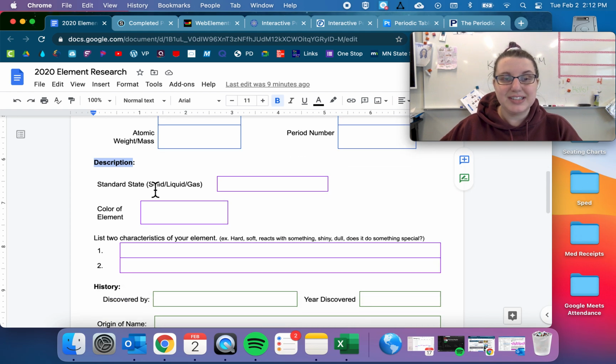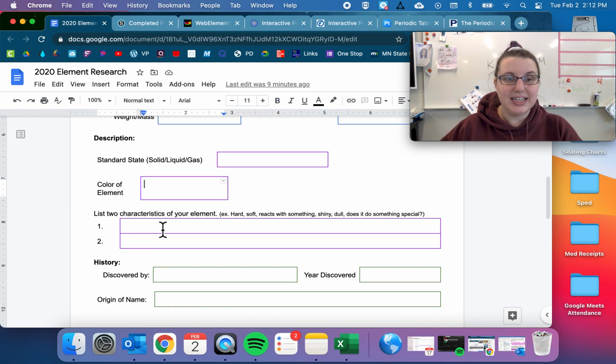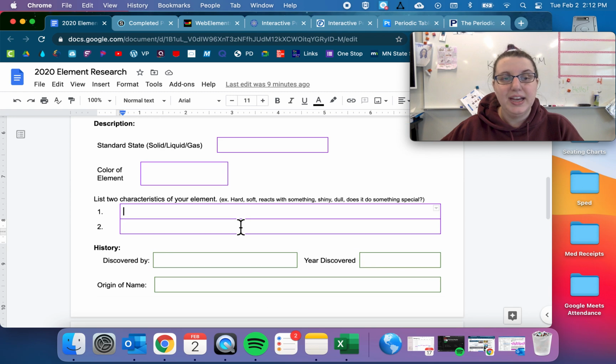So standard state, solid, liquid, or gas at room temperature, the color of the element, and then list 2 characteristics of your element. Examples: hard, soft, does it react with something? Is it shiny? Is it dull? Does it do something special? So what are 2 things about your element?